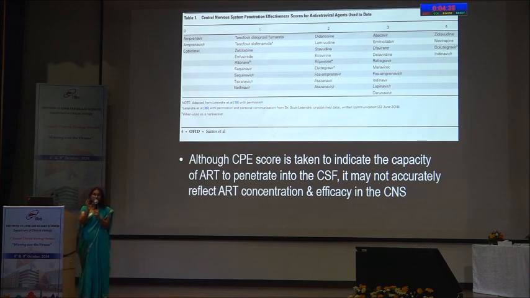So the currently approved drugs are TAF and TDF, along with DTG. TAF and TDF have a low CPE score, but this combination is good and effective in controlling the viral replication in the brain as well. And even the dual therapy for HIV, which is now being used, has also been studied, and even this is able to achieve good effective viral load suppression.